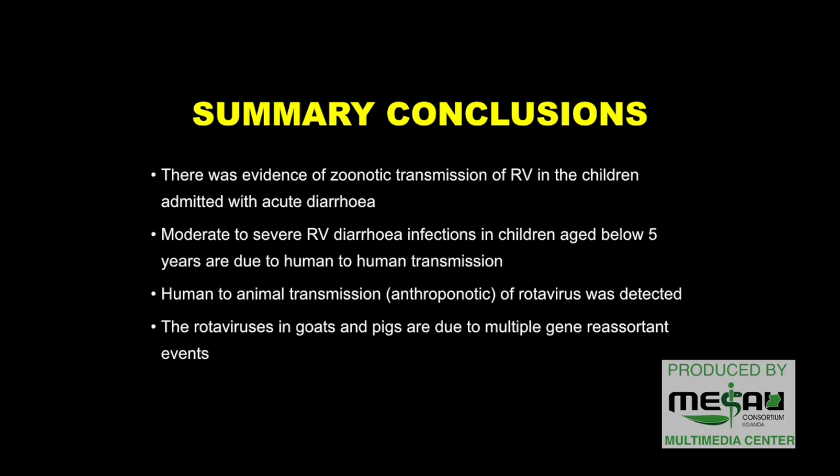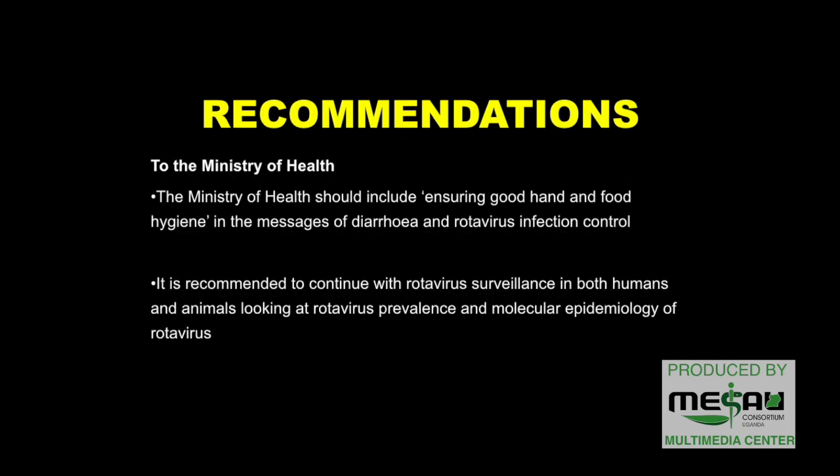So from this study, we would like to make the following recommendations. The Ministry of Health should include ensuring good hand and foot hygiene in the messages of diarrhea and rotavirus infection control. It is recommended, now that rotavirus vaccination has been introduced, we should continue with surveillance of rotavirus infection to understand the burden and circulating strains, so that the Ministry of Health will be able to understand the impact. And we should combine the surveillance in both humans and animals to be able to study better the molecular epidemiology of rotaviruses.